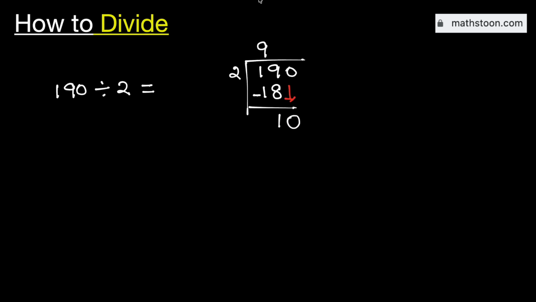And we know that 2 times 5 is equal to 10. Subtract, we get a 0. As we have got the number 0 and we have no number to bring down here, so we will stop. Therefore, 190 divided by 2 is equal to 95. And this is our final answer.